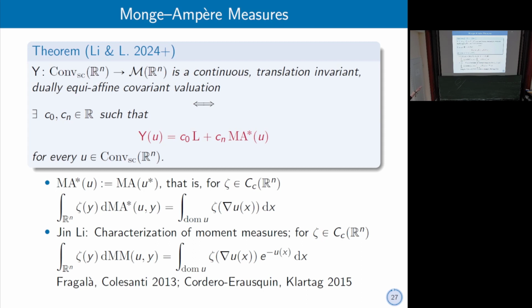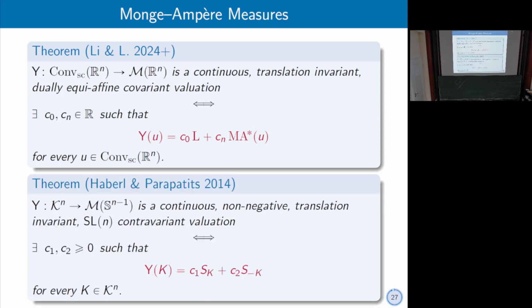But let me stick with these conjugate Monge-Ampere measures. And this is what we wanted, so it has a certain similarity to the result by Haberl and Parapatitz. The Lebesgue measure here disappears, and since we have a little bit different assumption, we get a little bit different result. But in a certain way, I think you can argue that from this point of view, the Monge-Ampere measure and this conjugate Monge-Ampere measure both can be considered as analogues of the surface area measure.